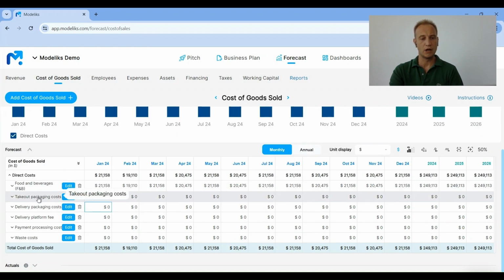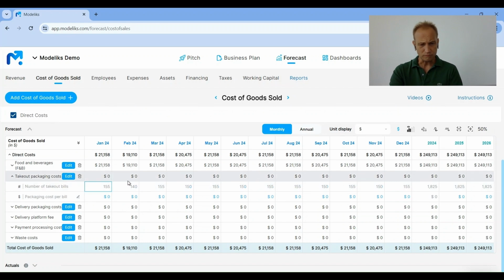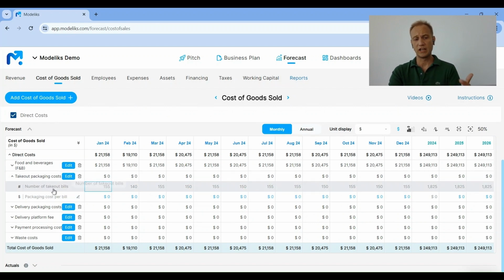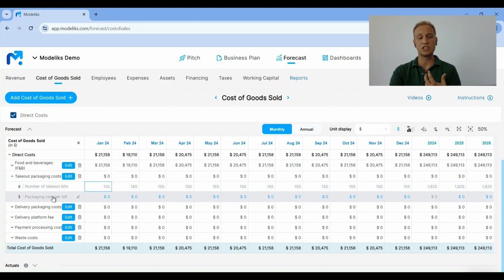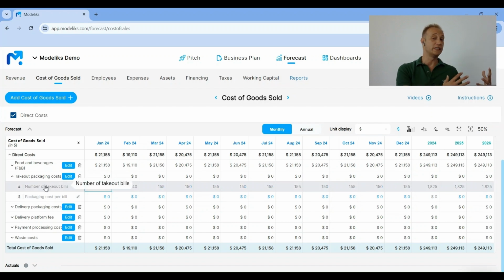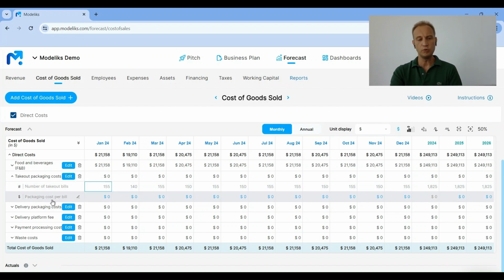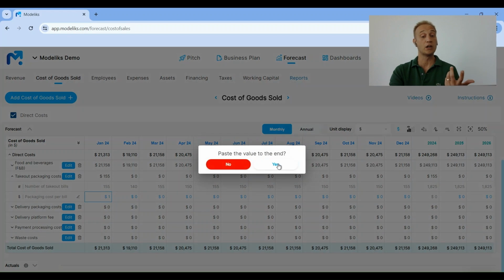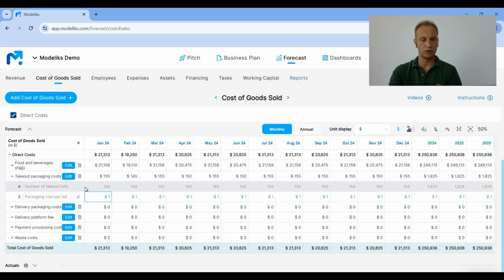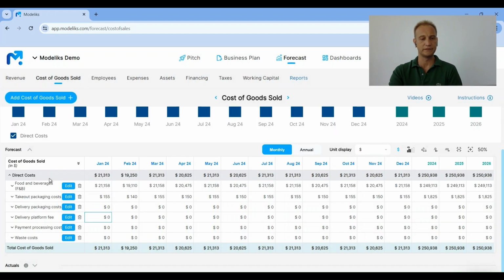Next is our takeout packaging cost. We'll calculate it based on the number of takeout bills multiplied by the packaging cost per bill. We already have the number of takeout bills because we calculated it when we were calculating the takeout revenues. The only thing we need to input is the packaging cost per takeout. So let's assume it costs us $1 of packaging cost per takeout order. That's it. Our takeout packaging costs have been calculated.